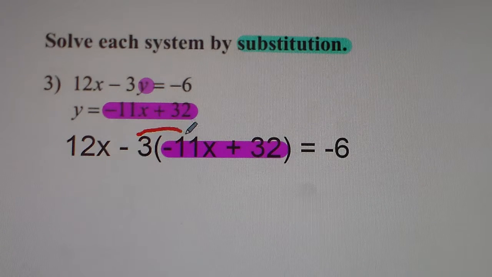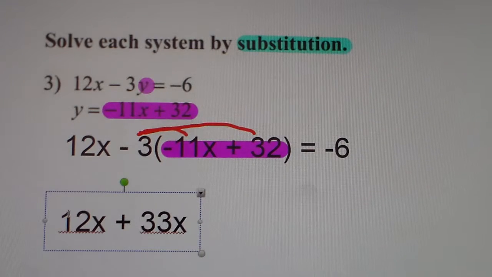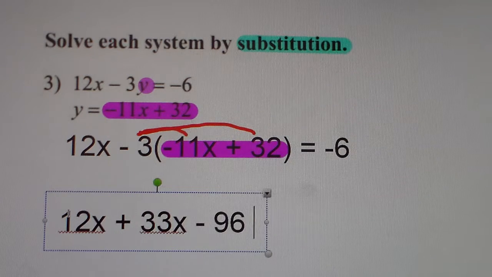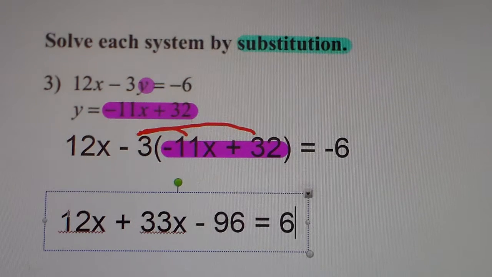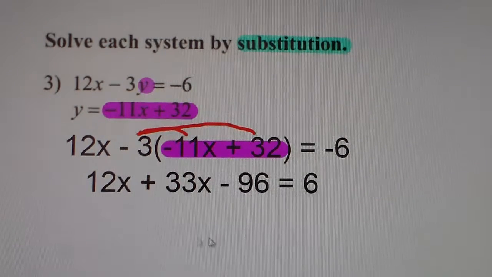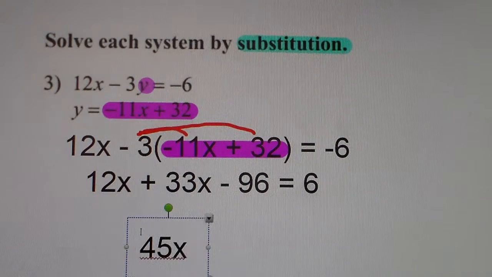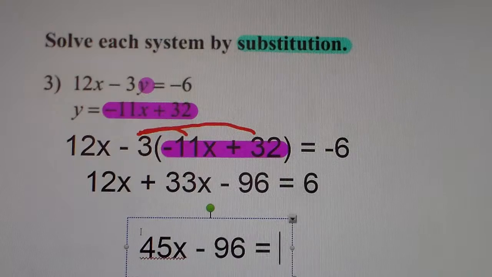It's going to be negative 3 times negative 11, and then negative 3 times positive 32. So we have 12x. Negative 3 times negative 11 gets you positive 33x. And negative 3 times positive 32 is negative 96. Equals 6. 12x plus 33x gives you 45x. So you're going to have 45x minus 96 equals 6.